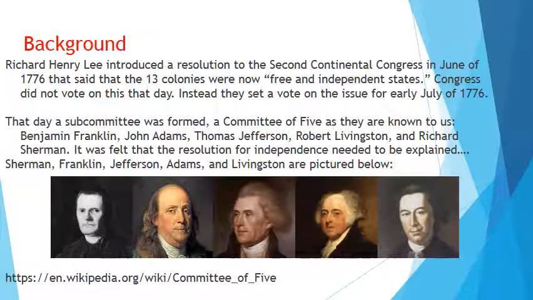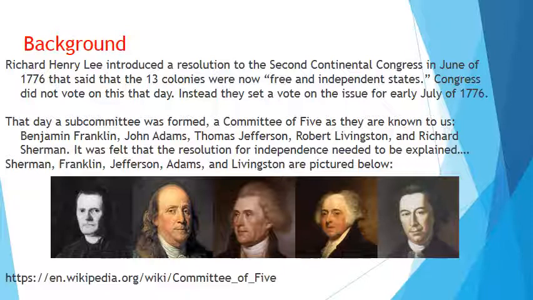Okay, so let's look at some background first. We know that Richard Henry Lee was a member of the Second Continental Congress, and he introduced a resolution to that Congress in June of 1776 that said that the 13 colonies were now free and independent states. Remember, shots were fired at Lexington and Concord. Boston had been under siege by the British troops. So Congress on that day did not vote. Instead, what they did was set a vote for early July of 1776.